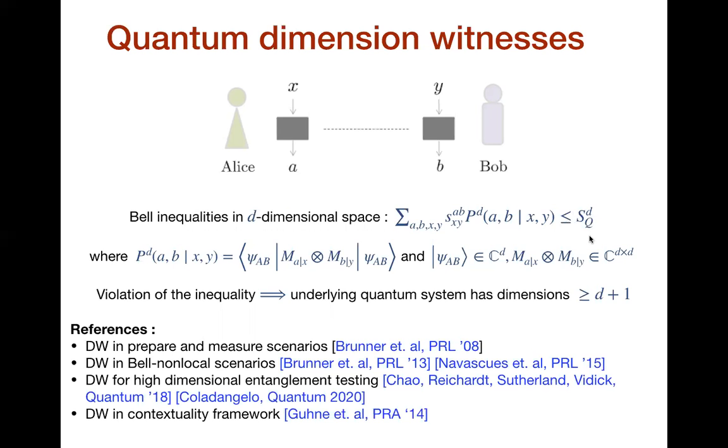Now, suppose you run this experiment and get a value which is greater than this, then it means that the underlying quantum system has dimension greater than or equal to D plus 1. So this simple idea has been explored in several scenarios, and one can find the references here. In this work, we concentrate mostly on the contextual framework, and for that, we must introduce this CSW framework.